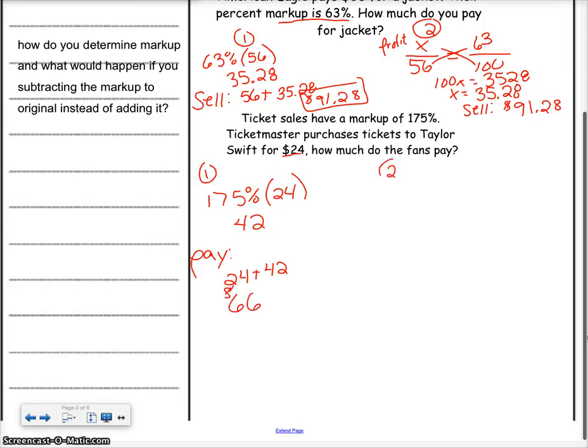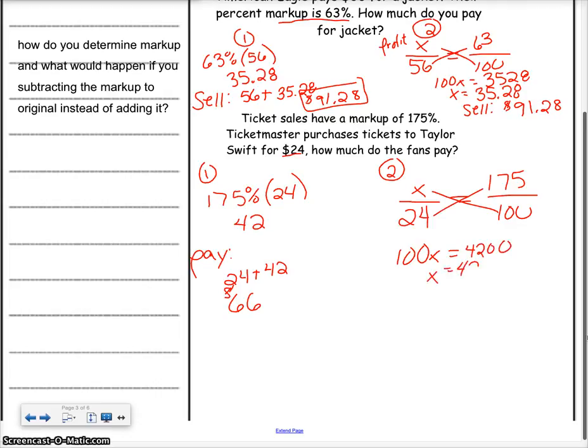Method number 2, proportion. So I have 175 over 100. My part I'm looking for, that's my markup. The whole cost was 24. I only want to mark it up part. 100x equals 24 times 175, which is 4,200. Divided by 100, x is 42.